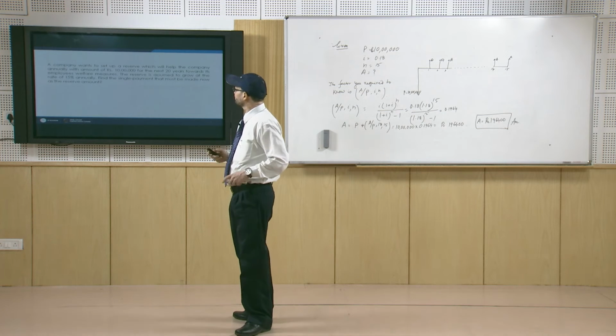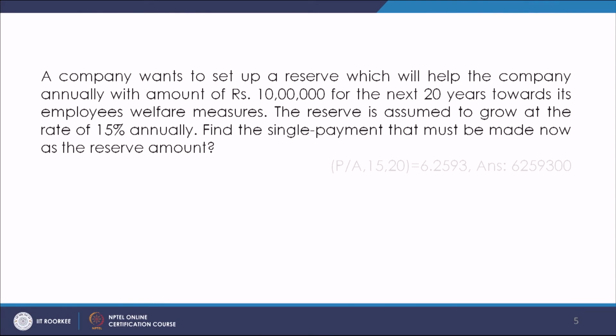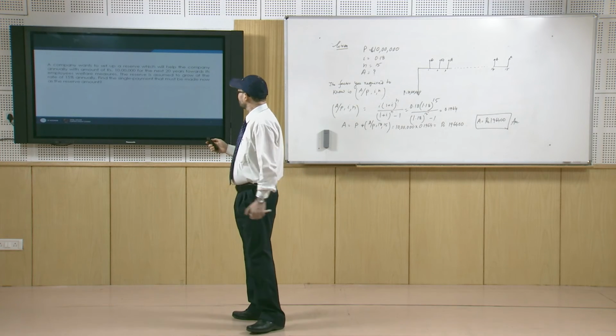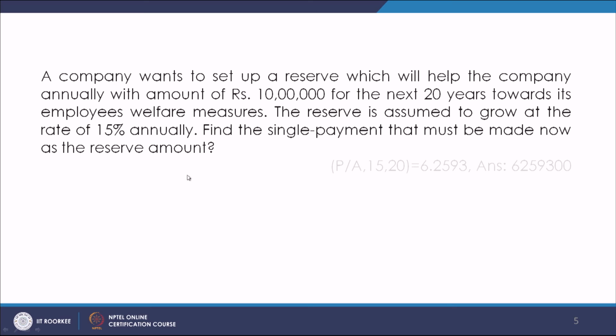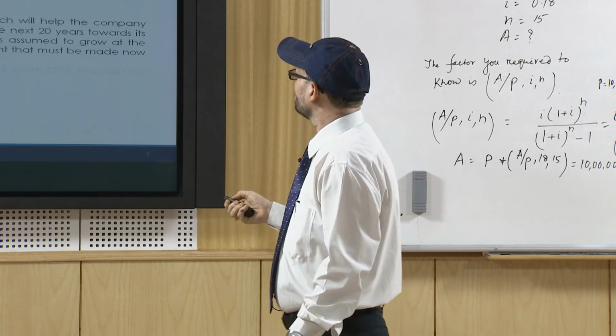The next problem is: a company wants to set up a reserve which will help the company annually with an amount of rupees 10 lakh for the next 20 years towards its employees welfare measures. The reserve is assumed to grow at the rate of 15% annually. Find the single payment that must be made now as the reserve amount. If you look at this problem, the known quantity is the 10 lakh rupees which the company is basically depositing every year end. I mean the company has to set up a reserve.